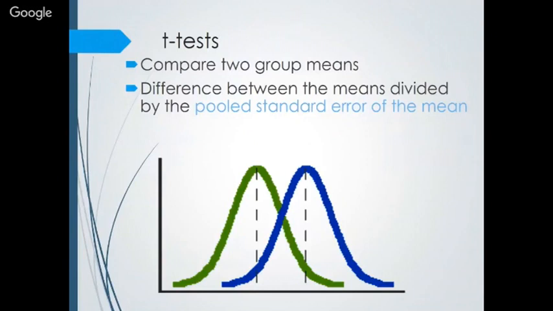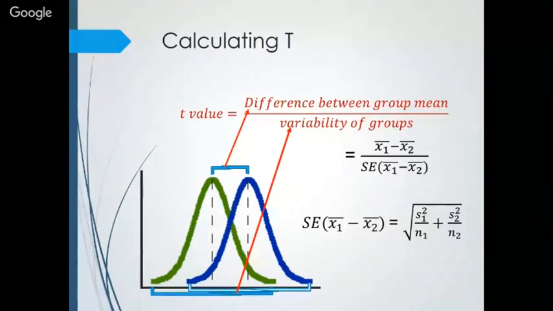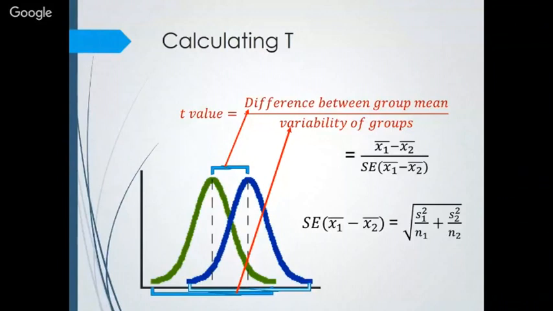How can we calculate the t test statistic? That is the difference between means divided by the pooled standard error of the mean. In the next slide, we will discuss the calculation. T value is equal to the difference between group means divided by the variability of the group. So in the top, two peaks, two distributions of data are there. First, the difference between group means. And second, the variability of the group. Variability means how much the data is spread. So for both groups, we have to calculate how much the data is spread.